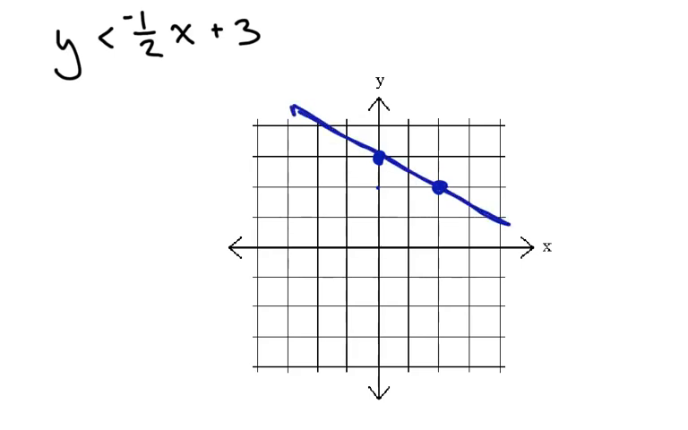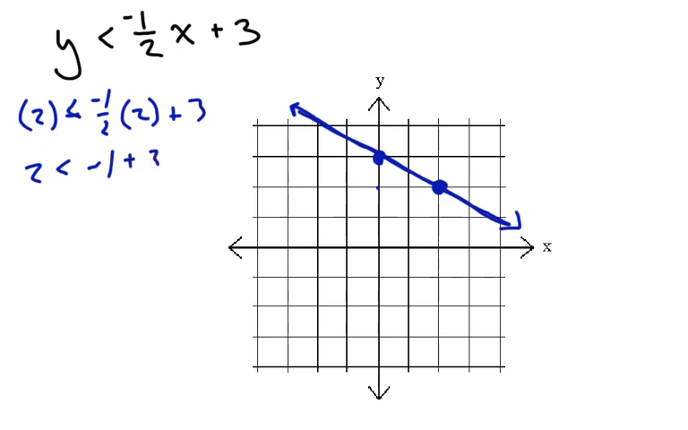But we have a problem. Remember, every point that's on this line is going to be a solution for when they're equal to each other. Like this point right here, that's the point (2, 2). And if we plug it into our equation, we'll have 2 is less than negative 1/2 times 2 plus 3. So 2 is less than negative 1 plus 3. 2 is less than 2. Is that true? No, it's not true.